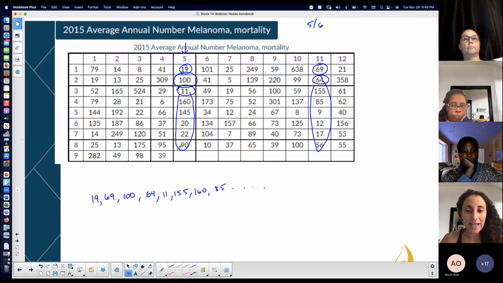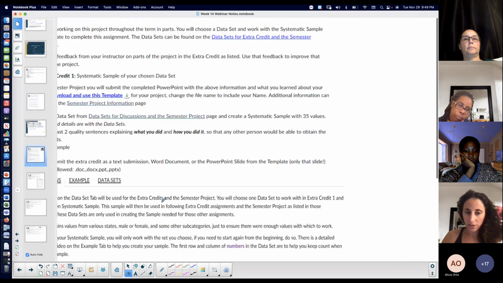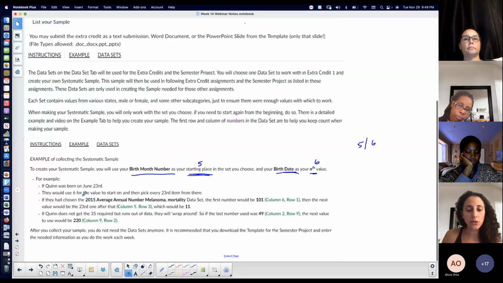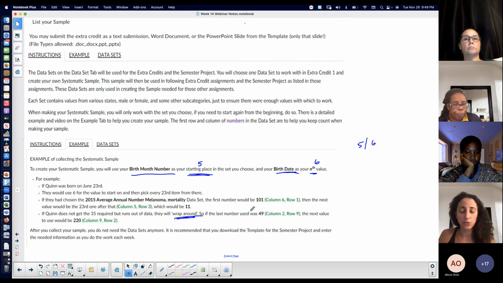If I get to the point where I'm at the end, so my last value was in column 11, I'm going to write this down. Column 11, row 8. I have to wrap around. You're going to hear this wrap around thing, right? So let's go back to the instructions. What do I do if I don't have enough? If Quinn does not get the 35 required, but runs out of data, they will wrap around. So the last number used was 49 in this example, column 2, row 9. The next value would be in column 9, row 2. So they're just like switching these values.